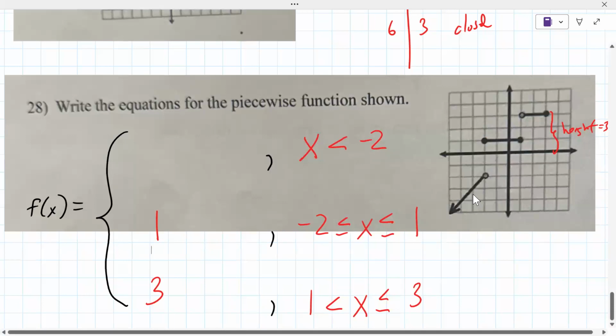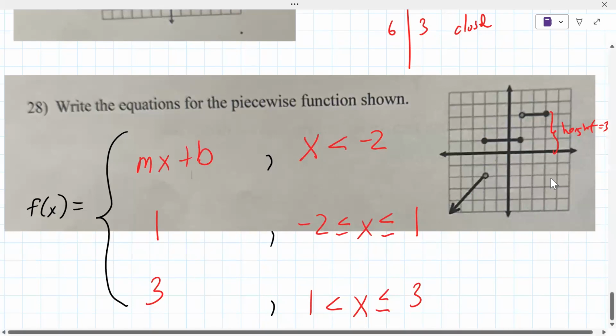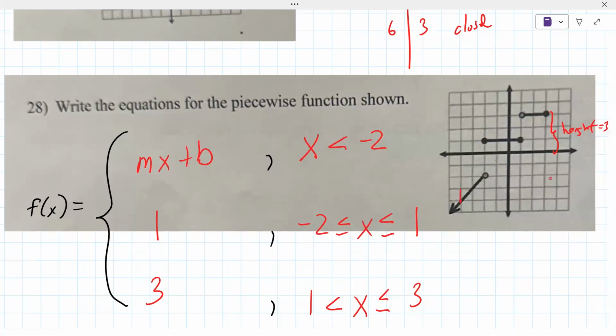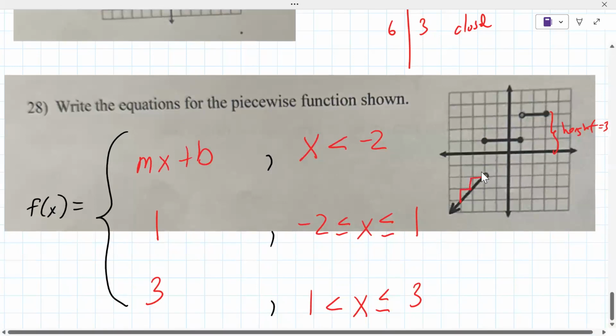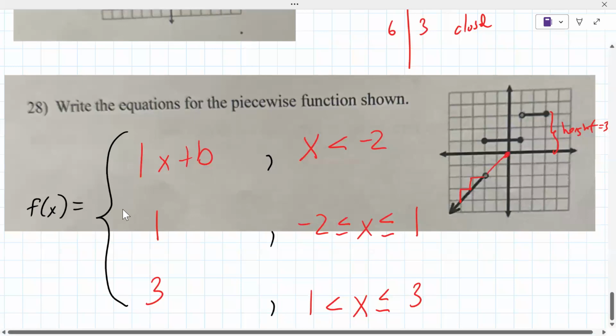Now for this last one, it's of the form mx plus b. So what is the slope? And you don't have to get to an equation. You can literally just do rise over run. What is the slope of this line here? Just 1. So we can turn that into a 1. The b value you get by extending this. If you were to extend it, where would it hit the y-axis? Just 0. Yes. So b is really 0.